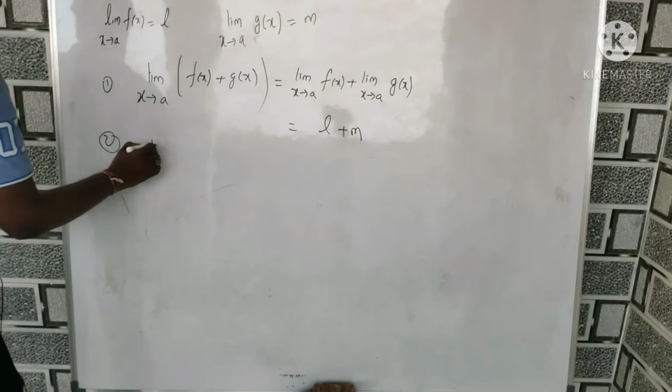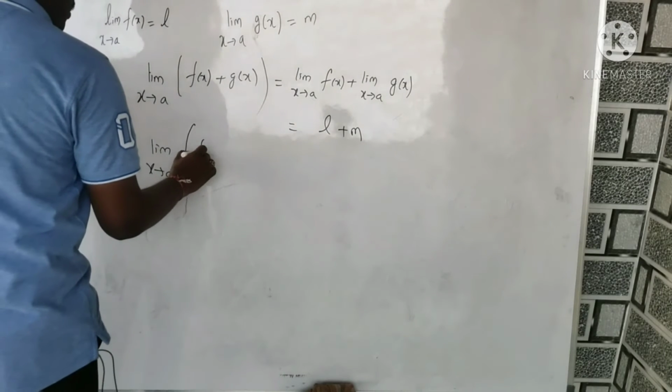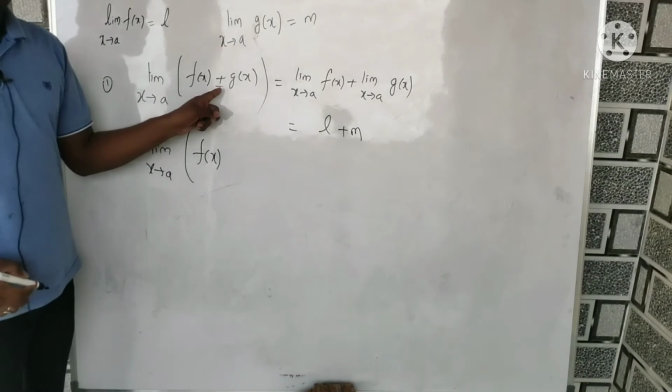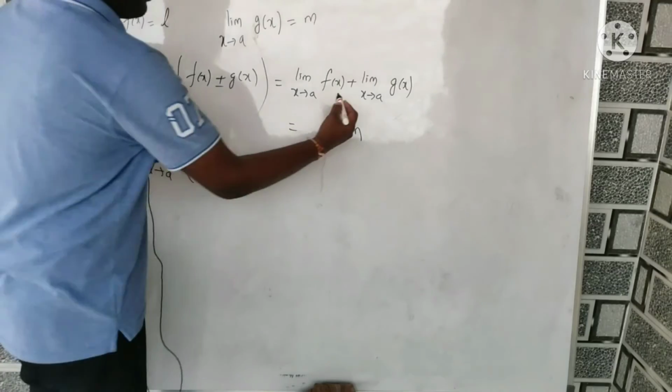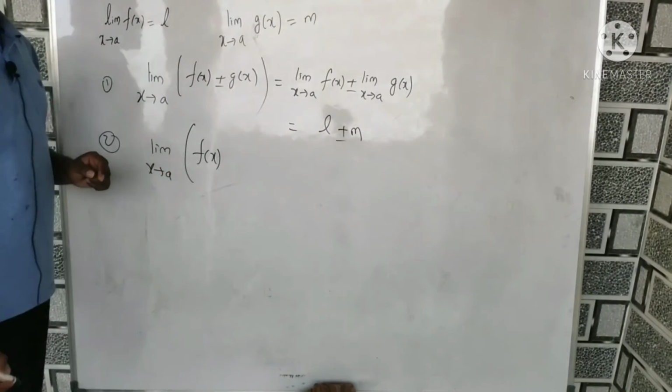Next one, the limit as x tends to a of f(x) minus g(x). If you have minus in the place of plus, then you will get L minus m as the answer.